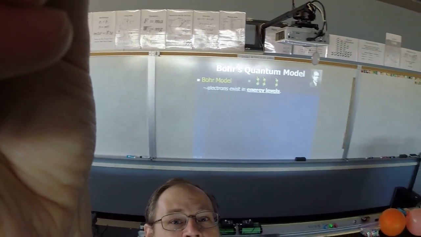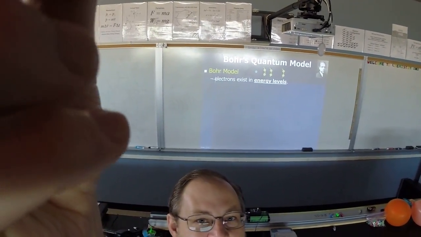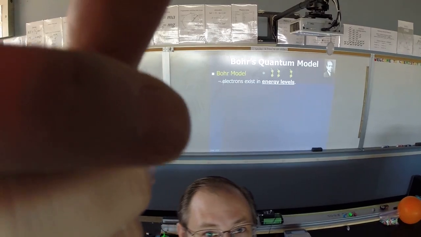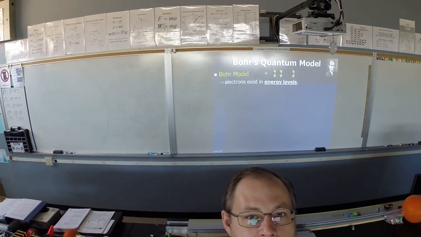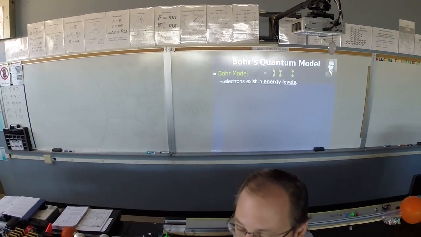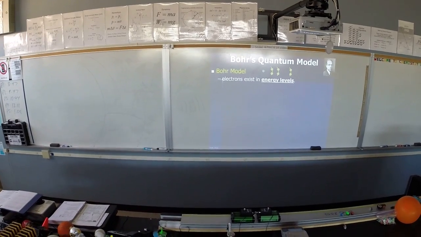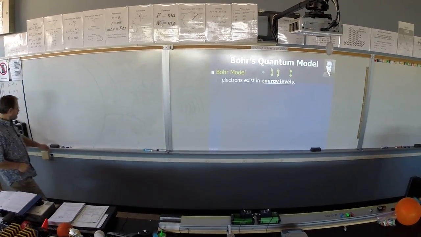Okay, so electrons do the same thing. They exist in levels, very specific levels, and there are 7 of them. But they can't exist in between levels. They can exist at level 1, level 2, level 3, but they can't exist in between. So I'm going to draw some levels.